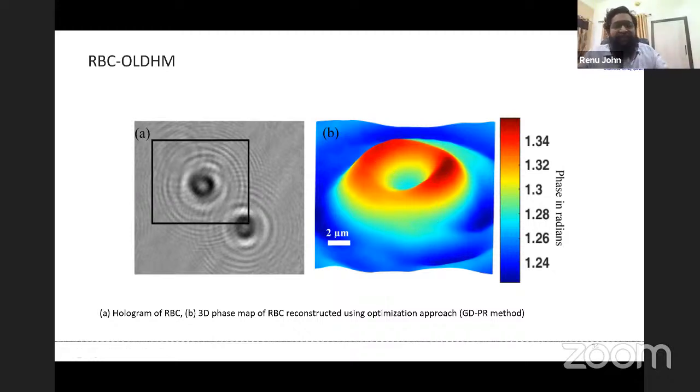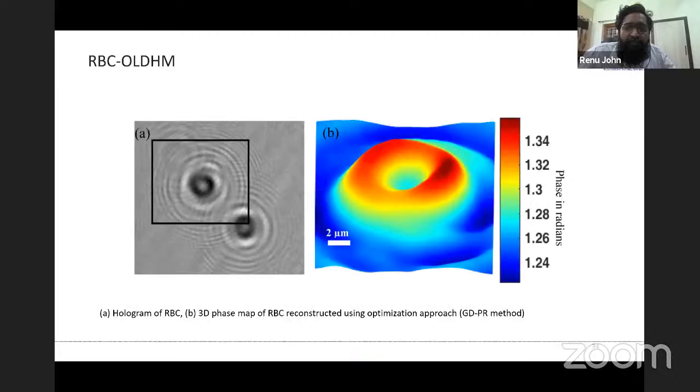Typical sizes are like 2 to 5 microns. In fact, I don't have the results here, but we have even looked at the membrane fluctuations of the RBC, which are nanometric displacements of the RBC membrane. So we can really go to that level of accuracy where we can quantify the nanometric fluctuations or oscillations on the surface of the RBC using this geometry.